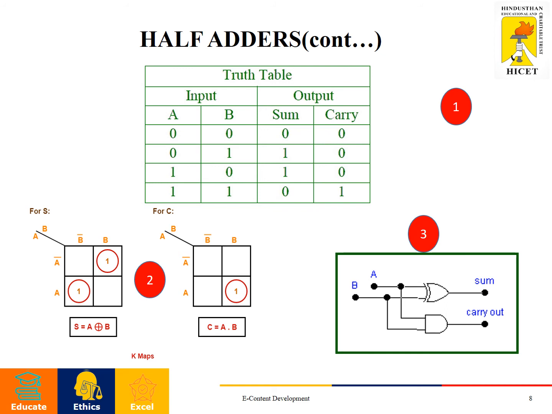For sum, the value is A XOR B, so I have included an XOR gate here, and for carry we need an AND gate. So I have combined both the sum and carry in a single logic diagram, and this is the logic diagram for a half adder.